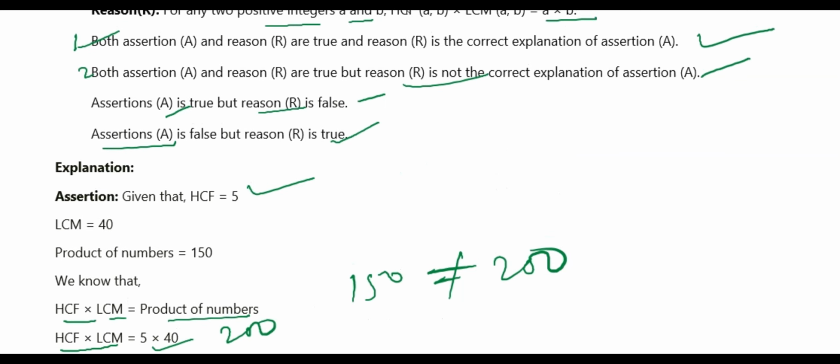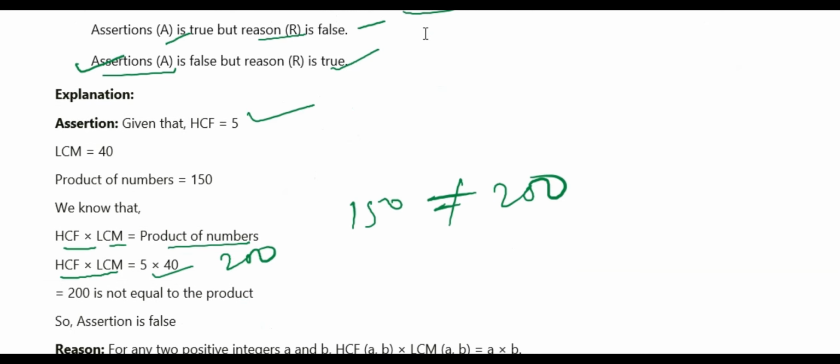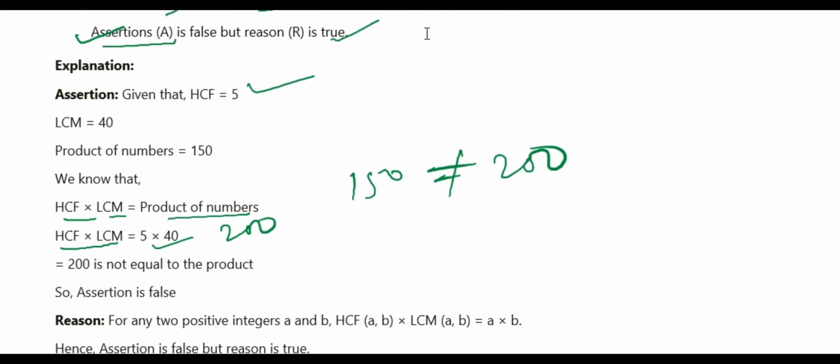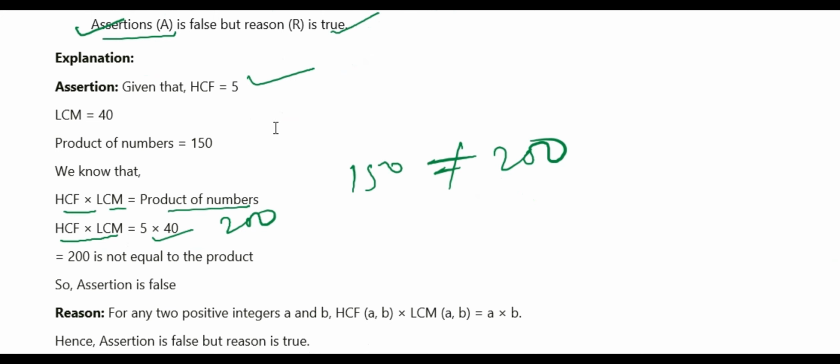So we go with the fourth option. Assertion is false but reason R is true. That is, we will choose the last, fourth option.